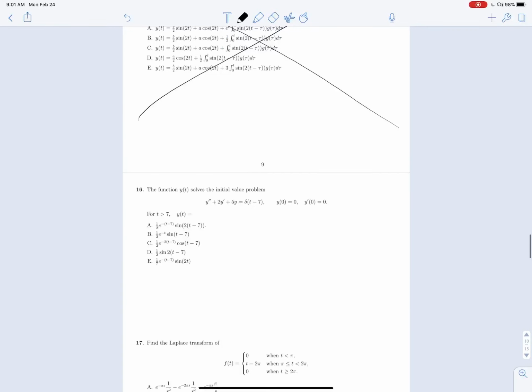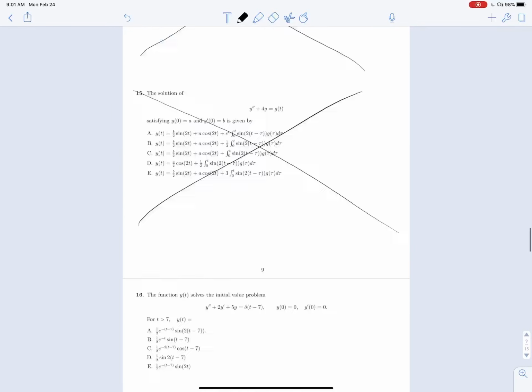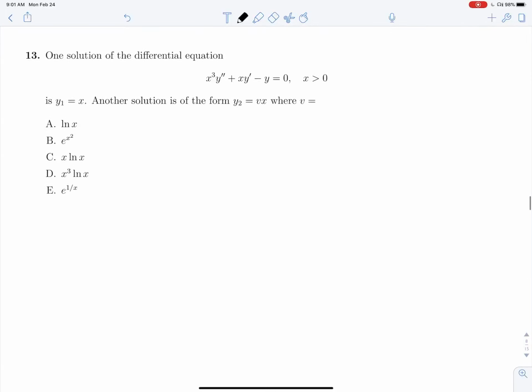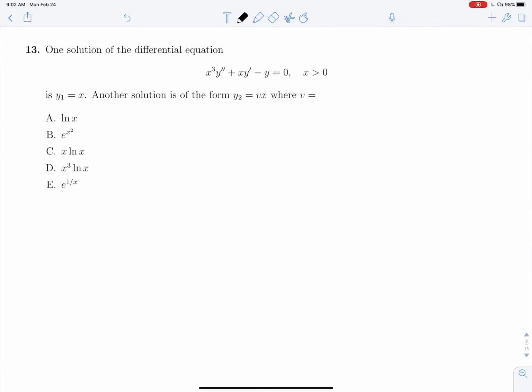And here we go. It looks like there is one more question we can do. Question 13. The solution of this differential equation, one solution is y1 equals x. Another solution is some multiple v of x, where v is some other function of x here. And it's our job to find that, and we're going to use a nice little equation for reduction of order here.